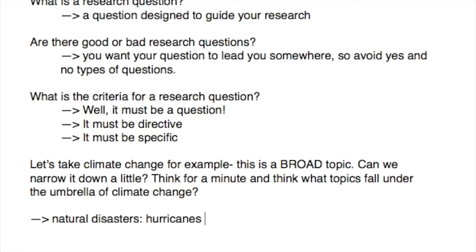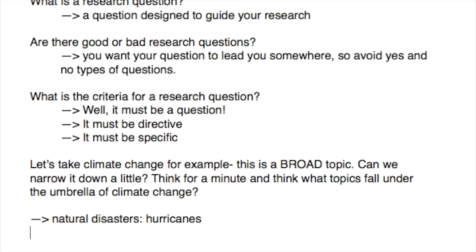So we want to look back at our criteria for a research question, and we want to narrow it down to be something more specific. That will also give it direction, so we know, what do we want to know about hurricanes? Well, let's remember, this is falling under our umbrella of climate change. So how are hurricanes and climate change connected?